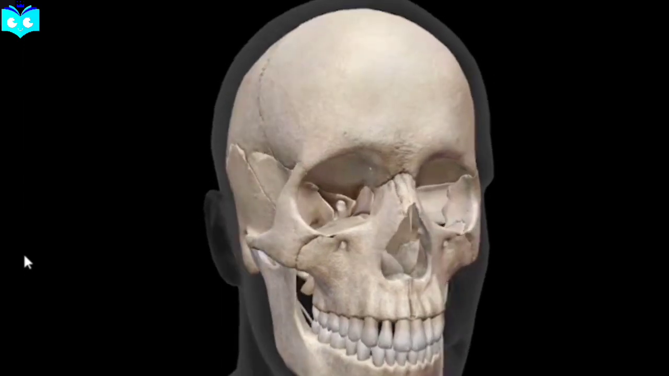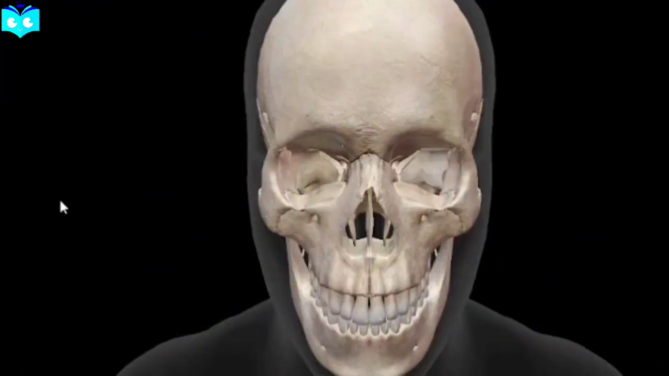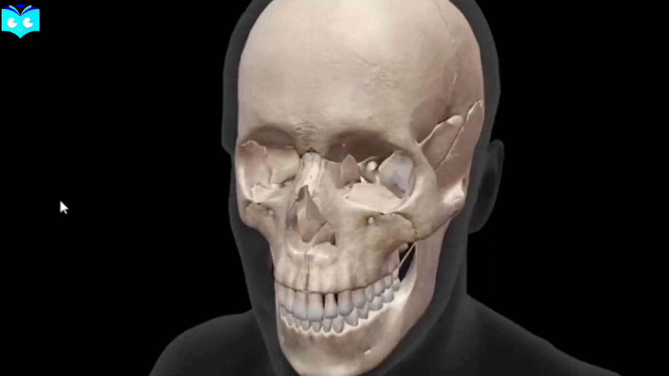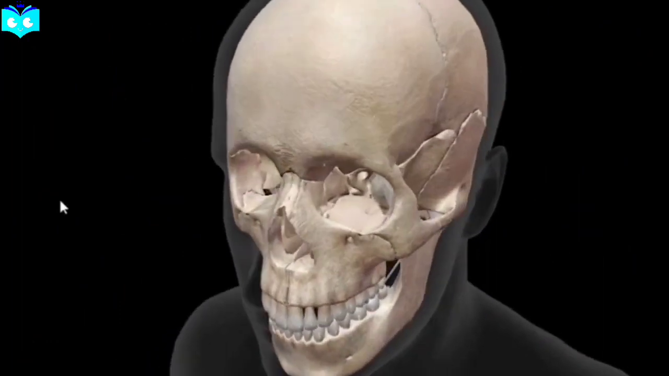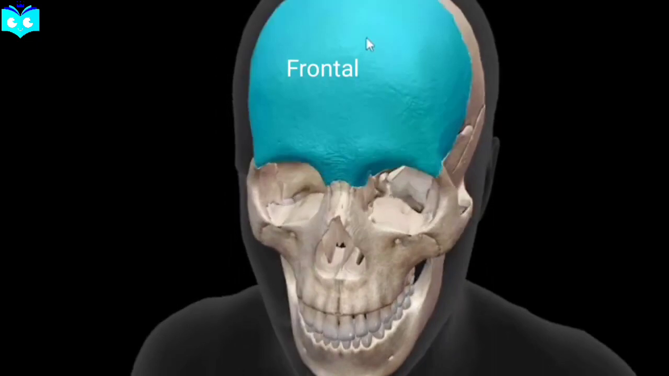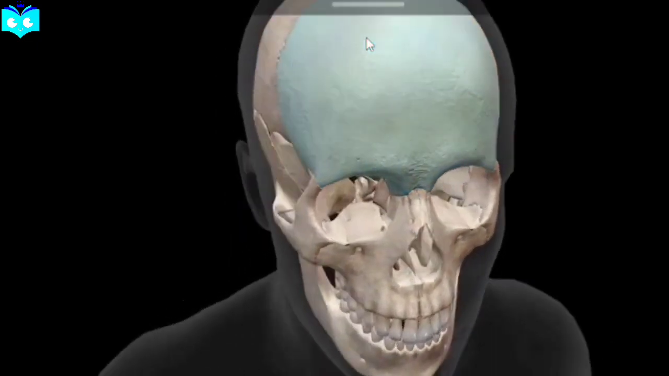So first let's talk about the skull. The skull has the cranium, facial bones and hyoid bone. First we talk about the cranium, which is known as the brain box and has 8 bones. Let's talk about each bone and their position too.